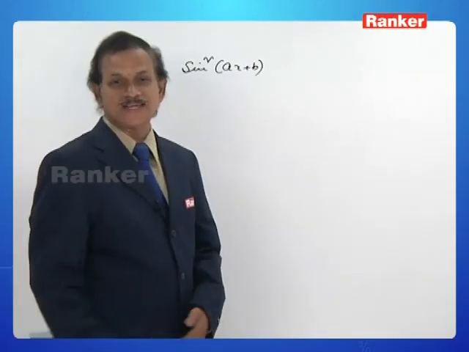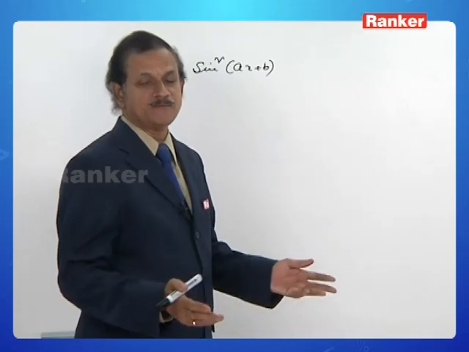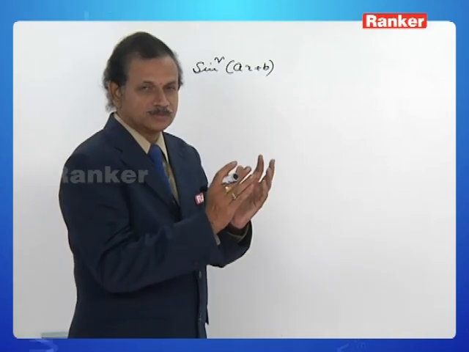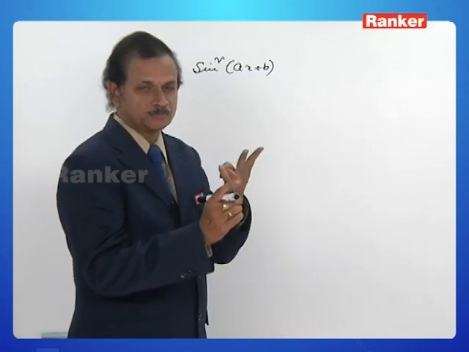Next one, y is equal to sine square of (ax plus b). How many functions are there? 1, 2 or 3? Three functions are there. Whole square of sine of (ax plus b).